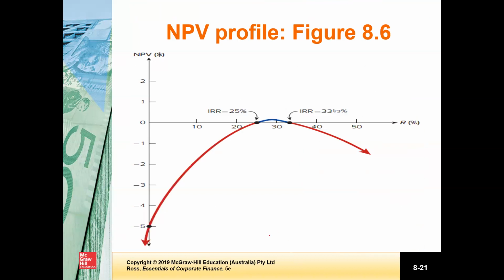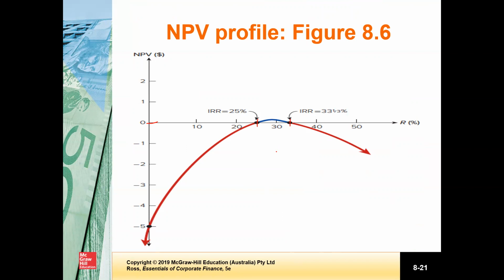Okay, you can see this. So this is an NPV profile again, and the NPV at a different discount rate. When the discount rate is 25%, NPV is 0. And when the discount rate is 33.3%, NPV is again 0. So we have more than one IRR.